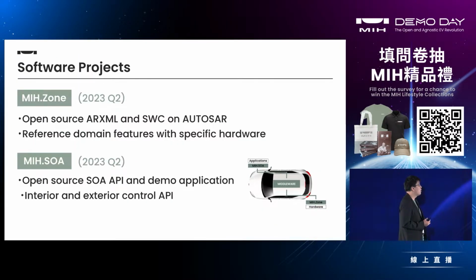In the software, we plan two major open source software projects. One is MIH Zone, and the other is the MIH SOA. This is for two different layers. MIH Zone is talking to the lower layer, which is connecting the hardware parts to the middleware. And the MIH SOA provides the upper layer APIs, which you can use with the middleware to control all of the hardware parts through the MIH Zone. Then through this combination of applications, people can build their own applications and their own vehicles.